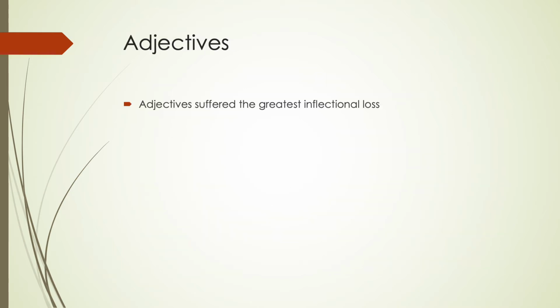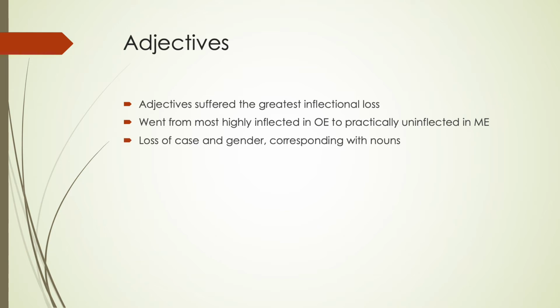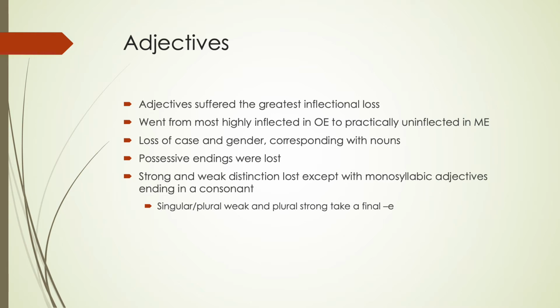Adjectives suffered the greatest inflectional loss by far compared to Old English to Middle English. And we see that adjectives in Old English were the most highly inflected class, and they're pretty much just uninflected or very barely inflected in Middle English. We've lost all of the case and gender markings that correspond with the nouns. Possessive endings are lost. We see just a very faint bit of some strong and weak distinction, but most of this is lost except for in monosyllabic adjectives that end in a consonant.